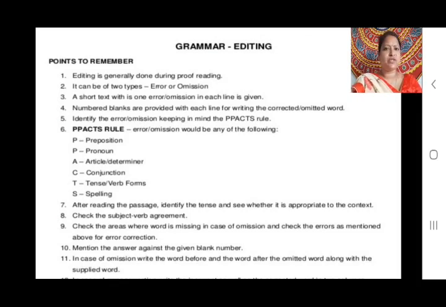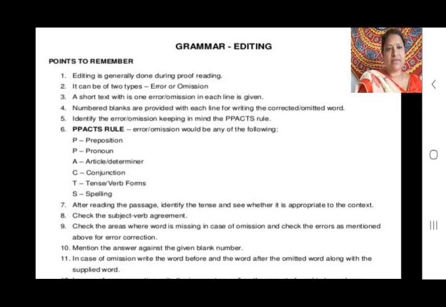What is PPACTS? Preposition, pronoun, article, determiners, conjunction, tense, verb forms, spelling. These are the things you have to keep in mind to correct the sentence. After reading the passage, identify the tense and see whether it is appropriate to the context. Sometimes the paragraph begins with present tense, so most of it will be in the present. If it is in the past, most of it will be in the past. You have to see which tense applies in the context of the paragraph.